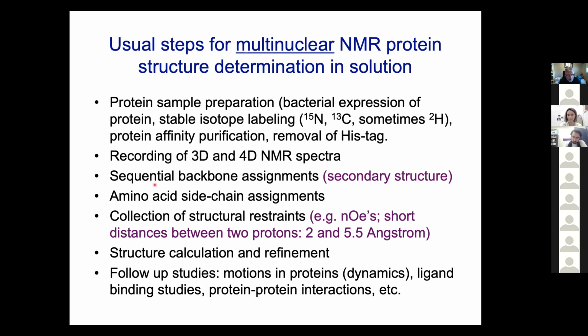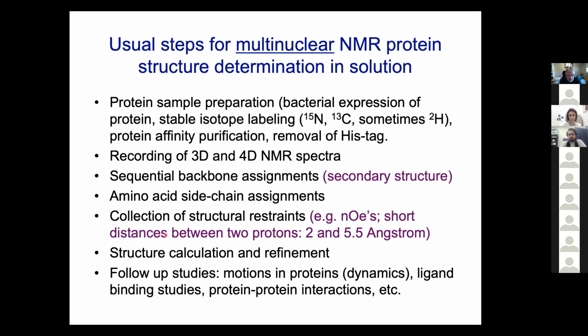And then we have to make a backbone assignment. We have to assign what signal comes from what proton or what carbon or what nitrogen in the protein. And once we've got the backbone assigned, from the information that we get from this process, we already know what secondary structure is along the protein. We talked about that in the previous lecture. Amino acid side chains then need to be assigned. So we need to figure out for every amino acid side chain where its signals are.